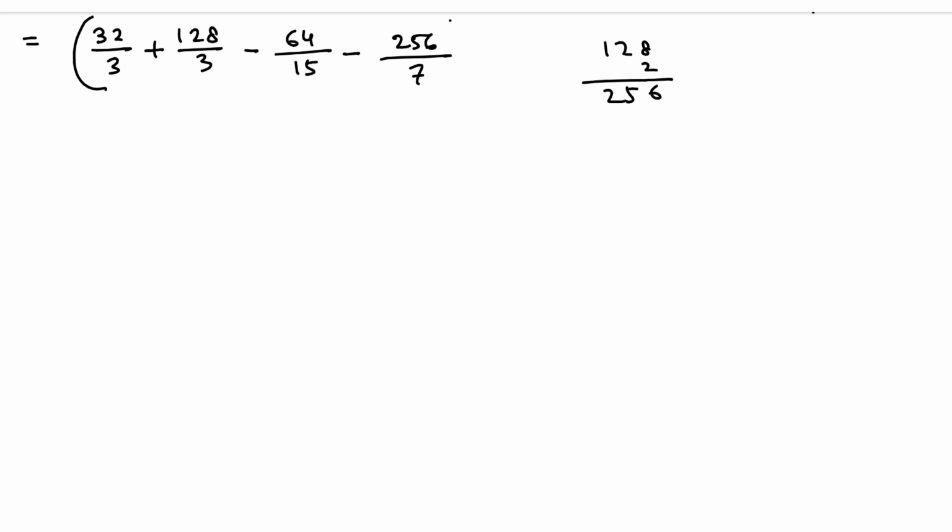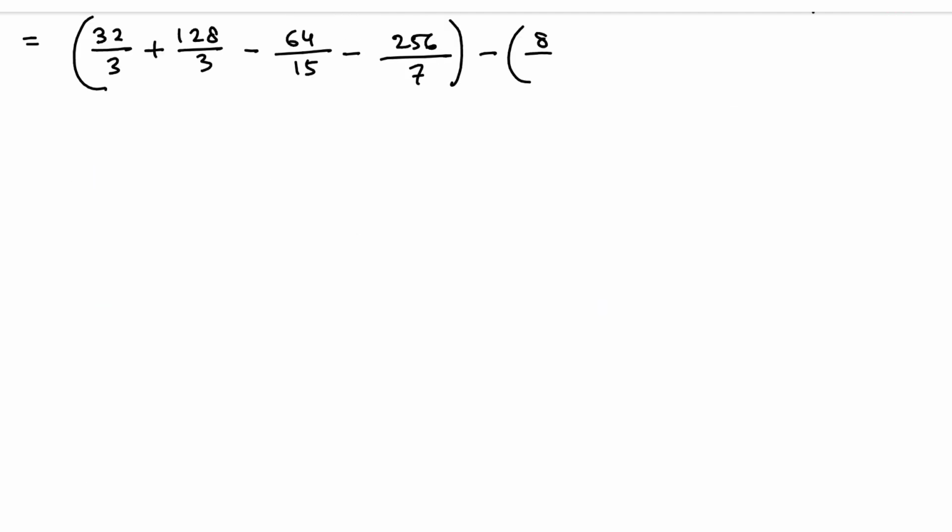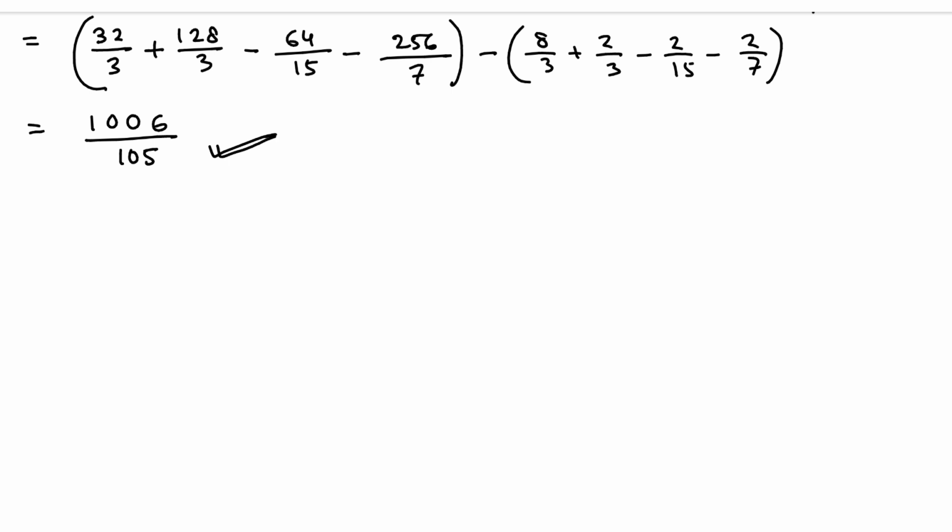Now minus the lower limit. Lower limit means y equals 1, so this will be 8 by 3 plus 2 by 3 minus 2 by 15 minus 2 by 7. Now if you simplify this, just normal calculation, the result will be 1006 divided by 105. Okay, that will be your answer. Just simplify the problem. Okay, so let's solve another problem.